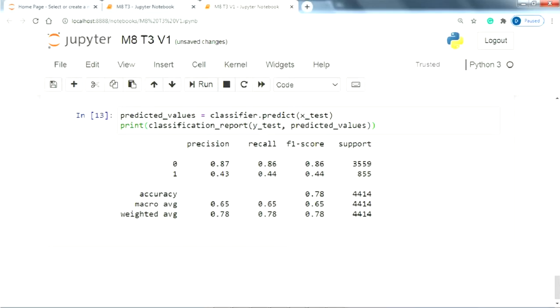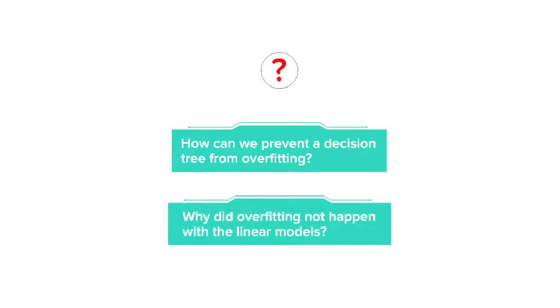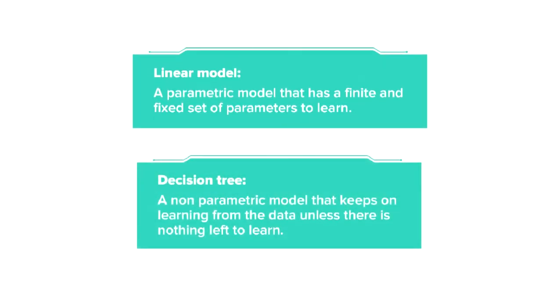Now in the previous video, we built a decision tree classifier that was overfitting. So we asked you two questions. Why did the decision tree classifier end up overfitting, and why did this not happen when we implemented the linear models? The answer is that the linear models we built before were parametric models and therefore have a finite and fixed set of parameters to learn. On the other hand, a decision tree is a non-parametric model and therefore keeps on learning from the data unless there is nothing left to learn.